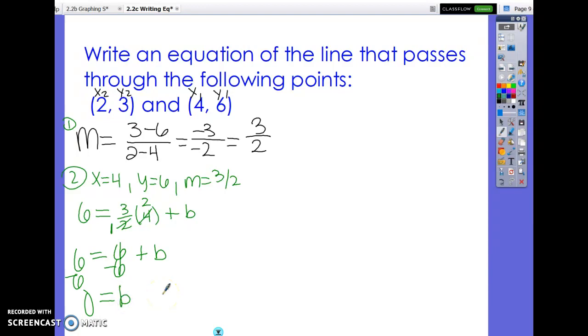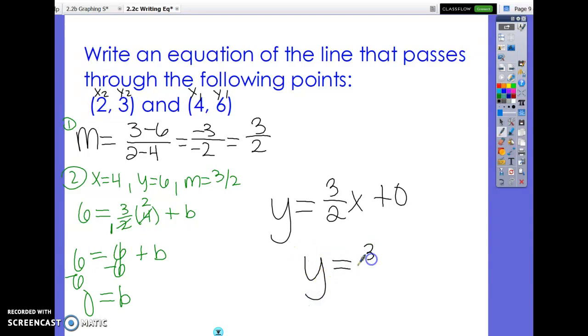We have our slope, we have our y-intercept, so we write our equation for our line. y = 3/2 x + 0. Anything plus 0 is just itself, so we can write this as y = 3/2 x. And that is our equation.